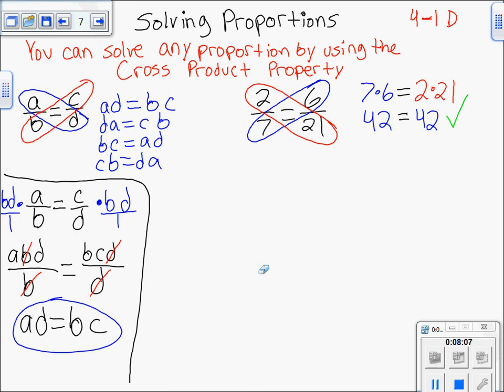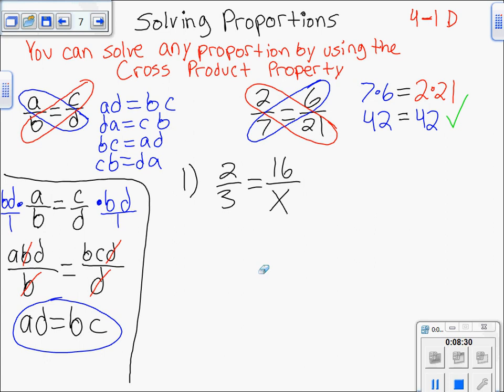But just know that we're going to make it a problem where we're going to have to use the cross product property. So let's see, I'll make this first one kind of easy. Example 1, we'll make it 2 over 3 equals 16 over x. So now, if you think you know the answer to this, go ahead and pause the video for a moment and see if you know what this is going to equal.